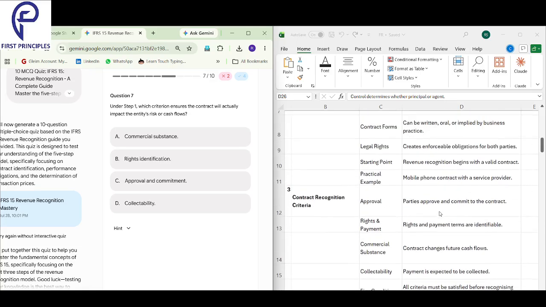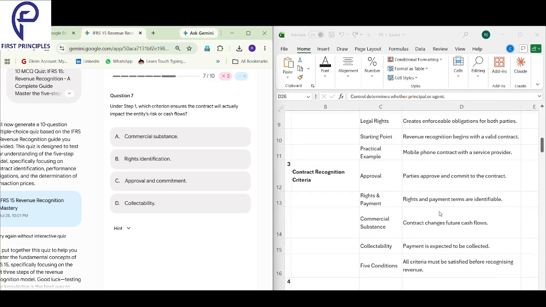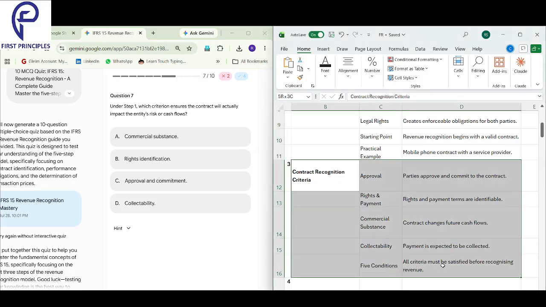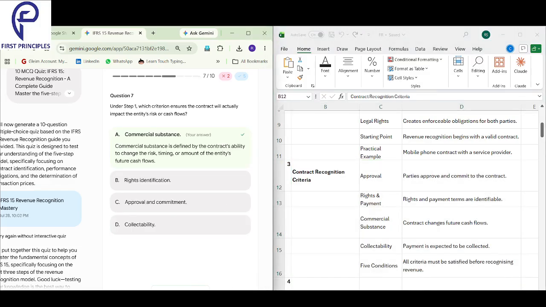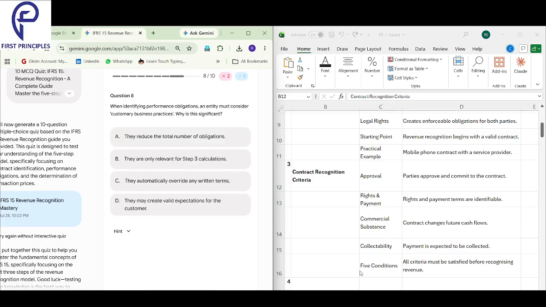Under step one, it is identifying a contract, which can ensure that the contract will actually impact the entity's risk or cash flows. It will impact the entity's. Absolutely right. Okay, Karan, let's try this one.